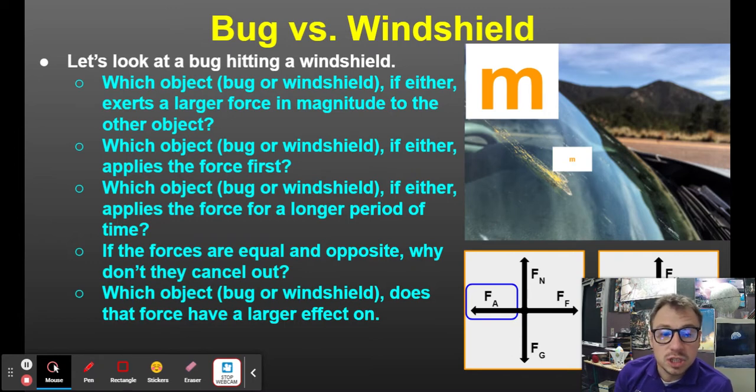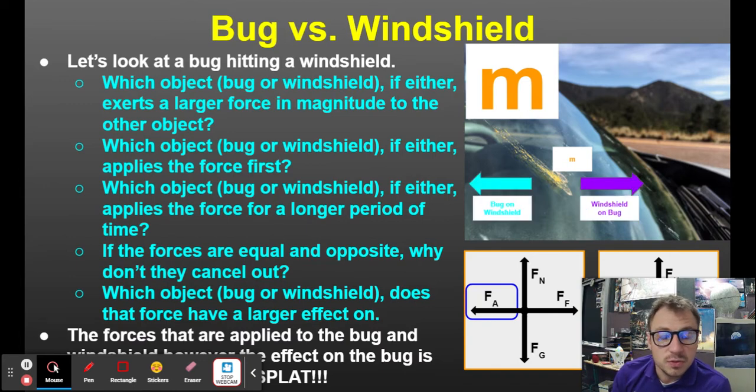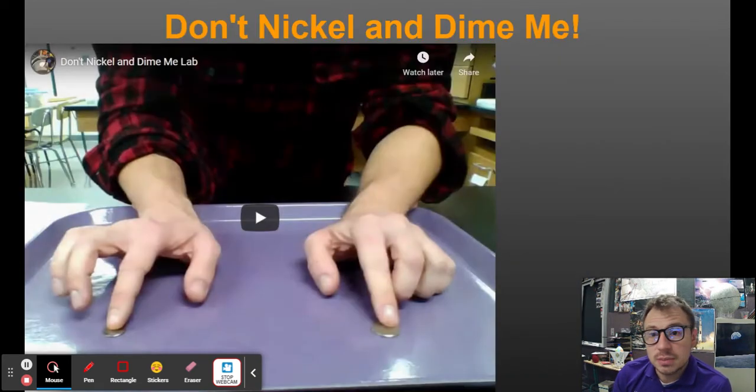Now we know, just from experience, that the force is going to have a larger effect on that bug because the mass is so much smaller. So these forces are going to be equal, but the effect is not going to be equal.